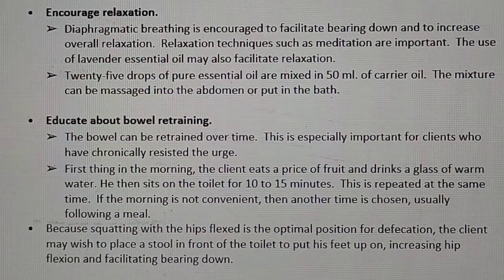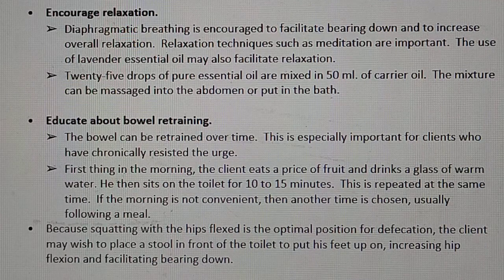Next, you have to encourage relaxation, which is most important. So, diaphragmatic breathing. You teach the client how to breathe in and out, like diaphragmatic breathing. Encourage that. It can facilitate bearing down for a bowel movement, and increase overall relaxation. Right? It's going to relax the muscles, and the muscles can do their job to move the bowel or the feces smoothly down for defecation or bowel movement.